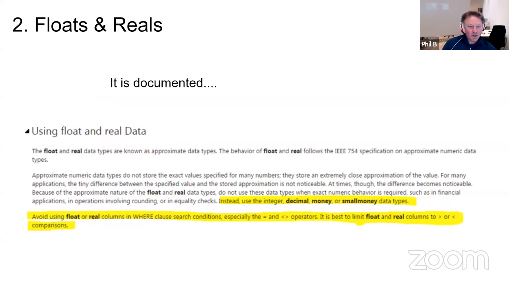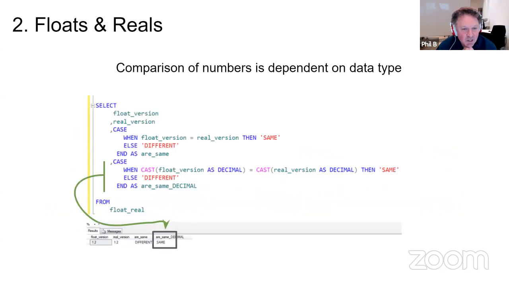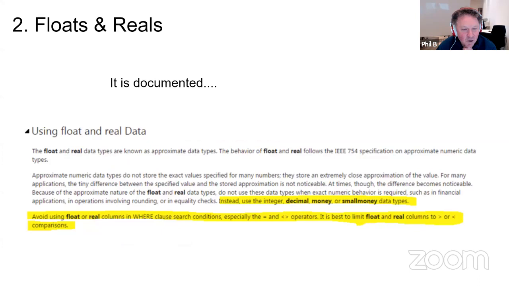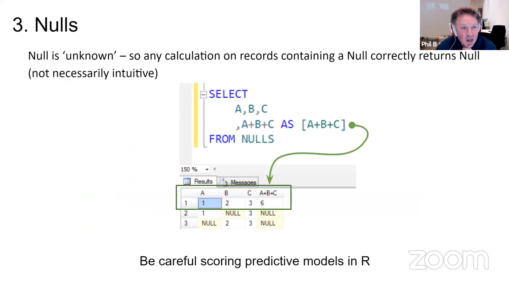Avoid using floats or reals columns in where clauses where conditions are equal and not equal operators. It's best to turn them to decimals. Again, I never read the documentation, but I've found edge cases where that always happens.